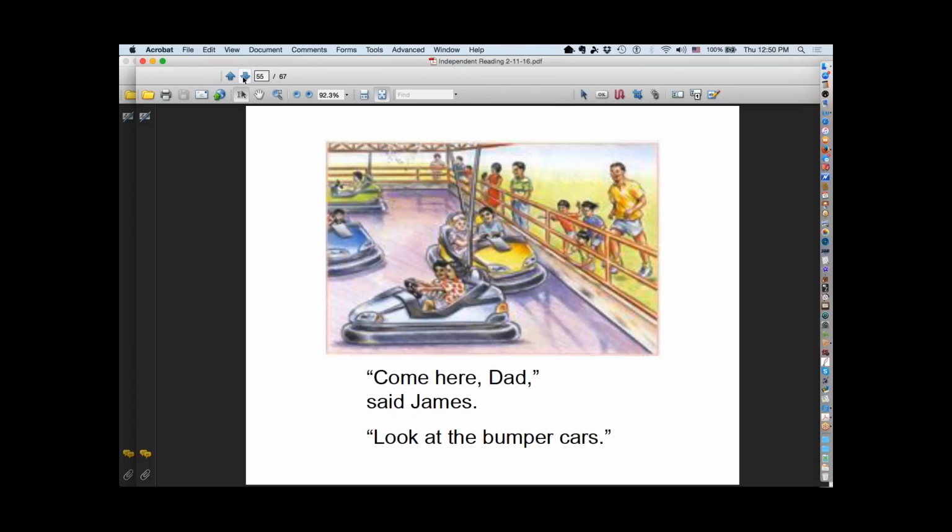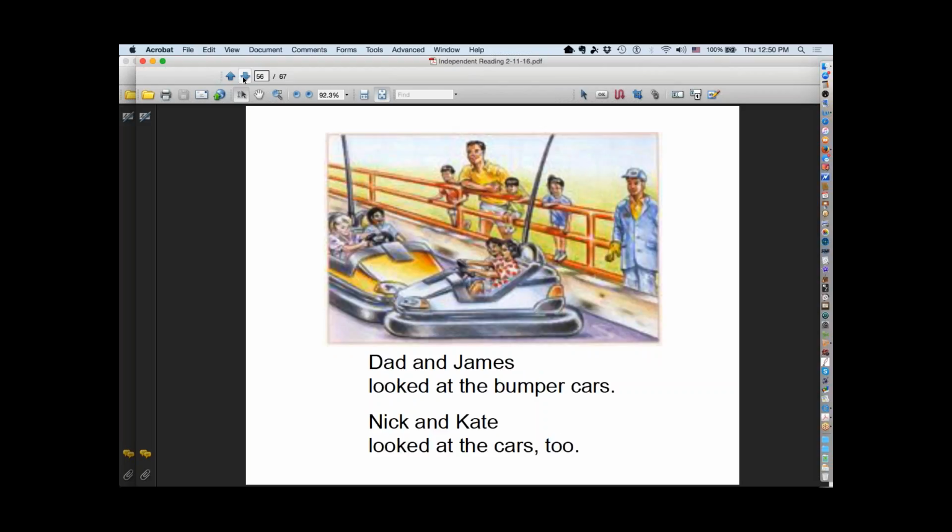Come here, Dad, said James. Look at the bumper cars. Dad and James looked at the bumper cars. Nick and Kate looked at the cars too. Do you see how they have a lot of the same words? They have looked in there multiple times, and they have cars, and they have at and the, but they don't have it exactly the same.